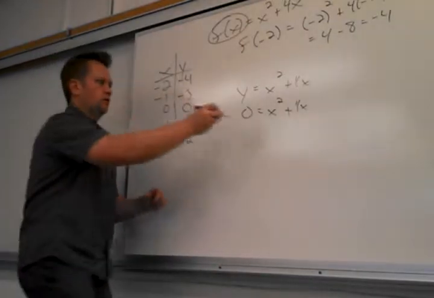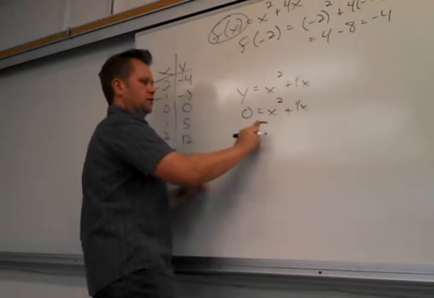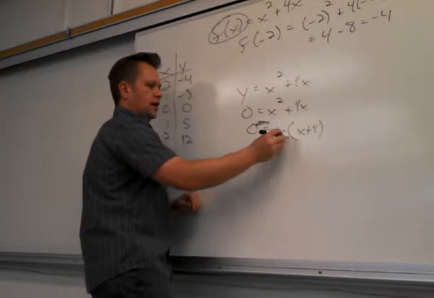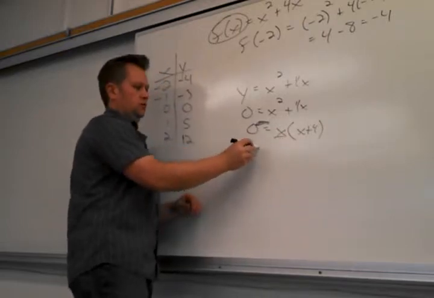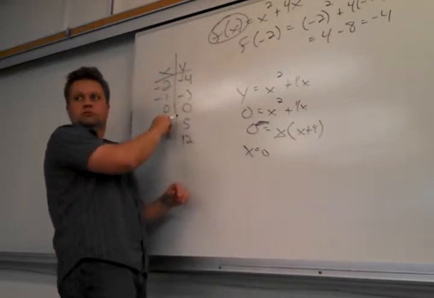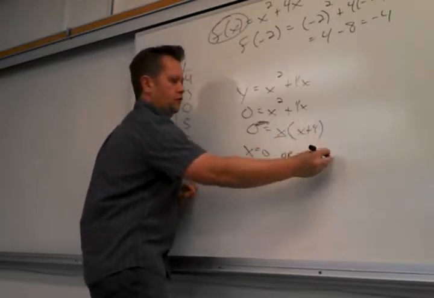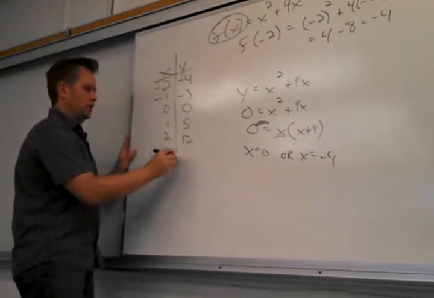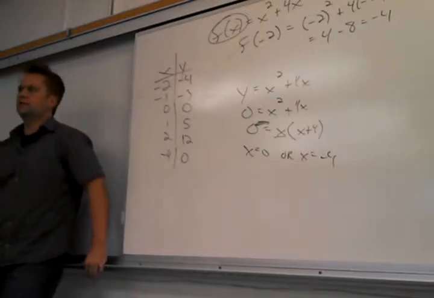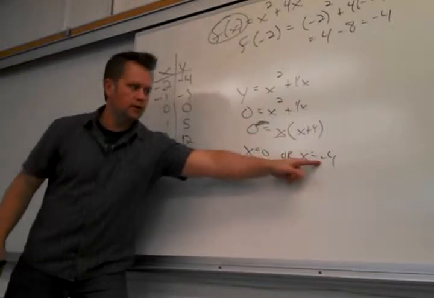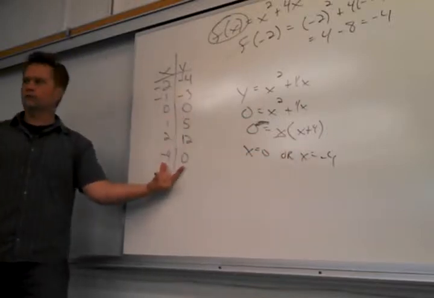What comes out of both of these? X. So then x is 0. That's the one we already knew. Or x is -4. So now I've got another one from that. -4, 0. That's an x-intercept. When y is 0, x is either one of these. I already had that one. I didn't have that one.